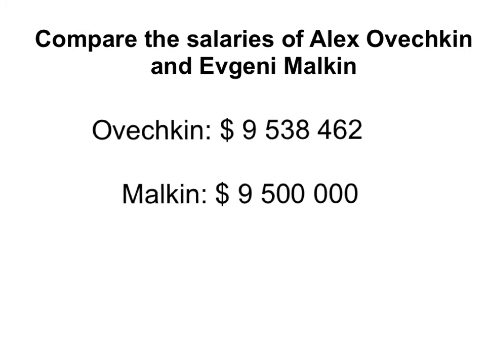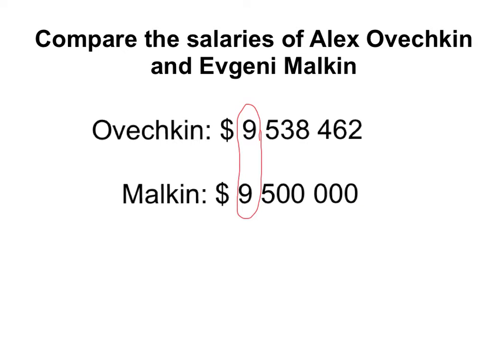In this lesson, we're going to compare and order very large numbers and very small numbers. We want to compare the salaries of two NHL players, Alex Ovechkin and Evgeny Malkin. So Ovechkin's salary is $9,538,462 and Malkin's salary is $9,500,000. So to compare these numbers, well, look, they both make over $9 million.